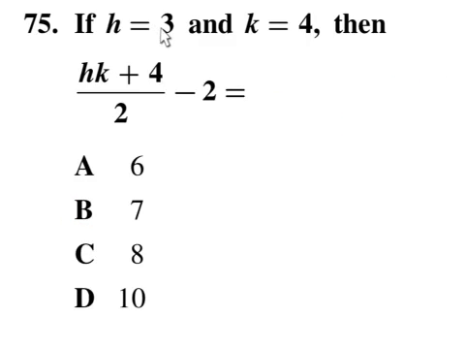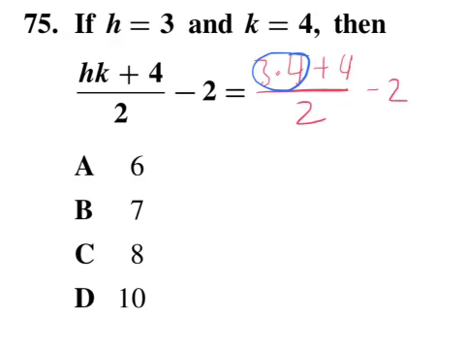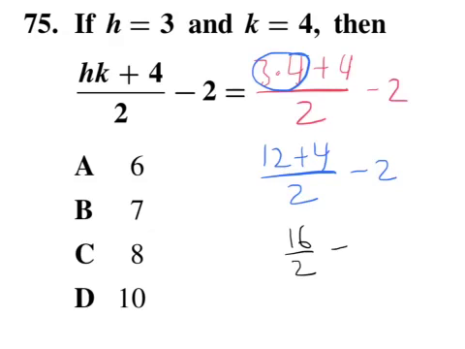We're going to put 3 for H and 4 for K. So that's going to be 3 for H, 4 for K, plus 4 divided by 2 minus 2. This right here is 12. Okay, so rewrite the whole thing around it. It's kind of important to write the whole thing around it. 12 plus 4 is 16. And this right here is 8. So this would be 8 minus 2, which is 6.